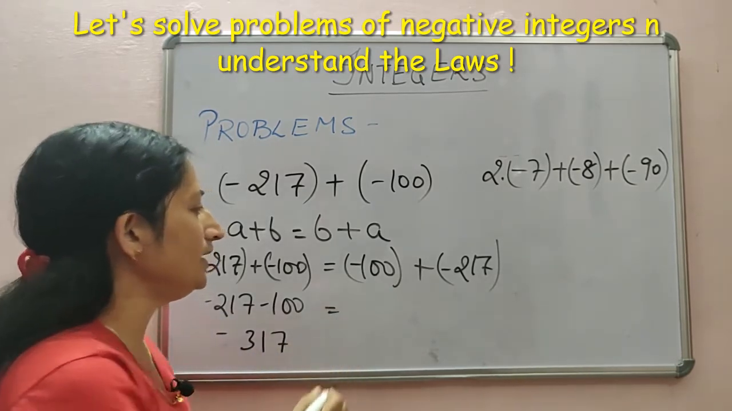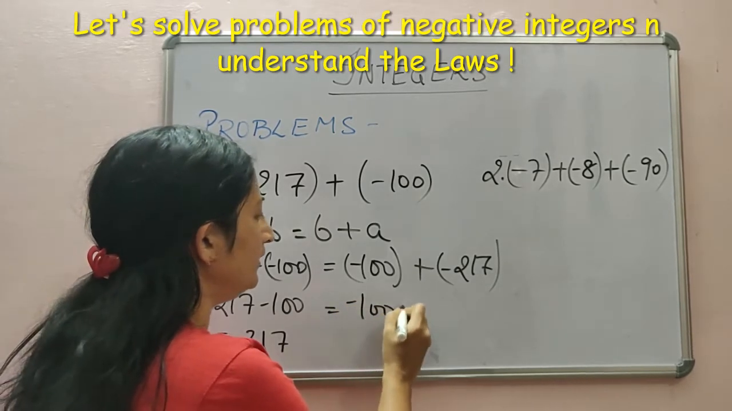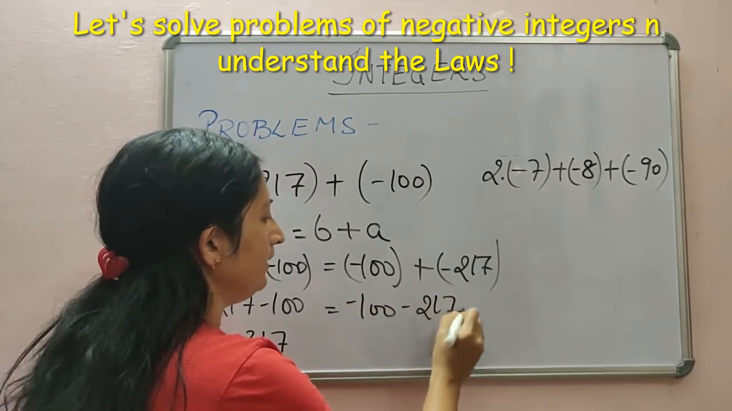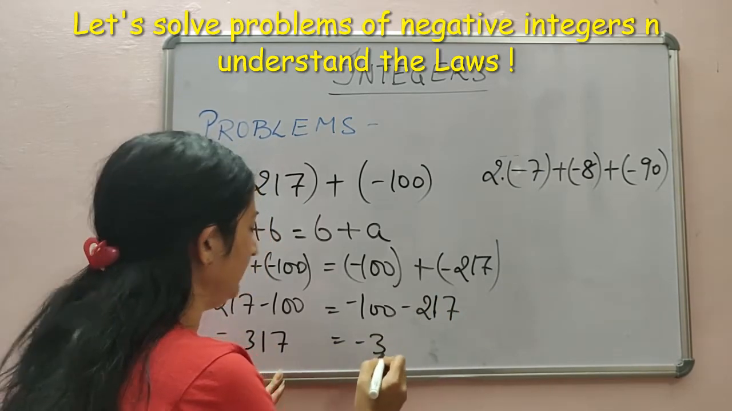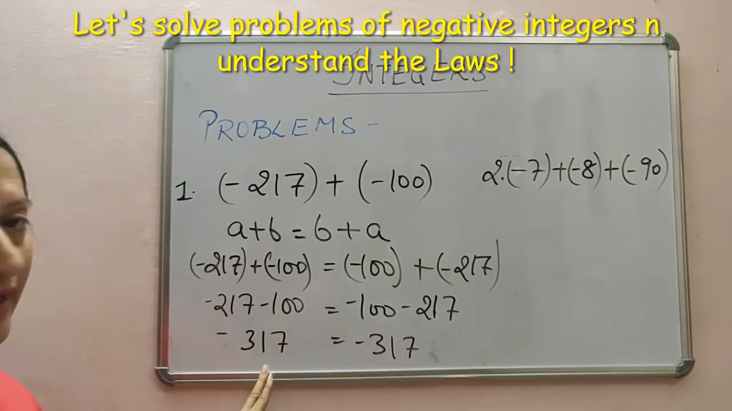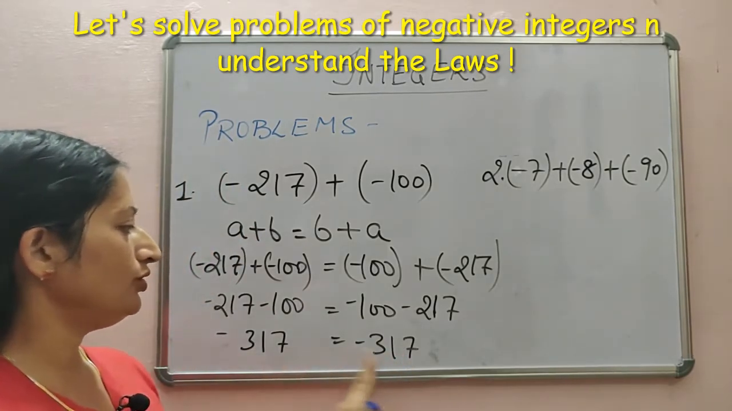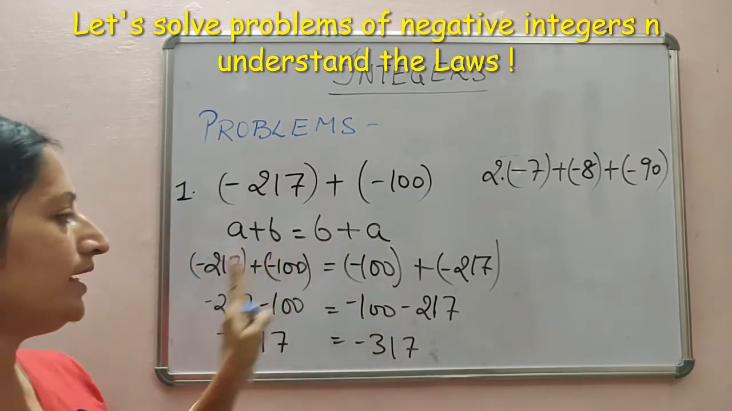Now let's do this side, that is right hand side. So minus 100 minus 270. So again this total will come to minus 317 as it came in the left hand side. So you can see the commutative law is proved, that is both sides are equal.